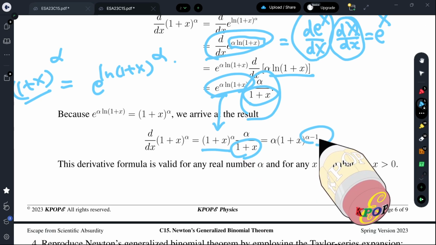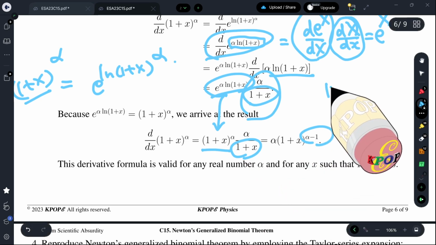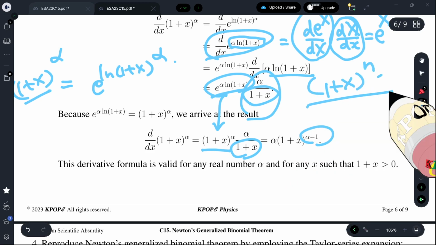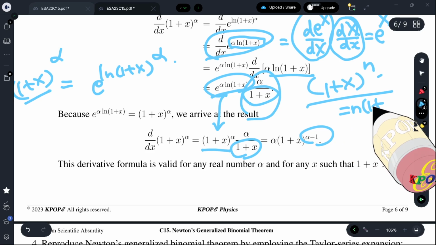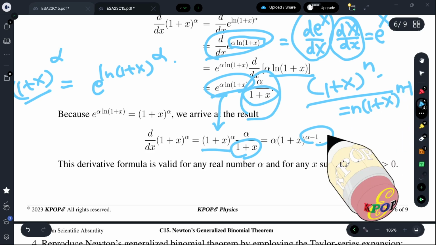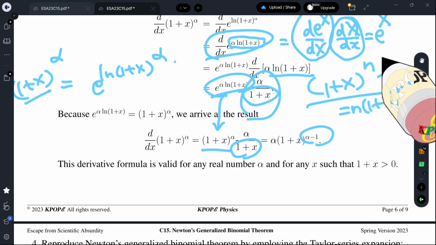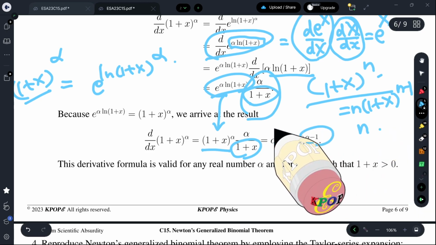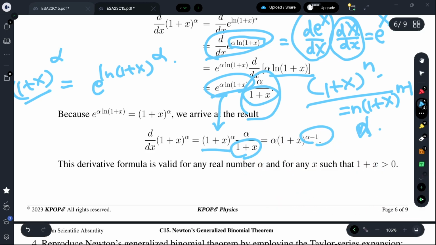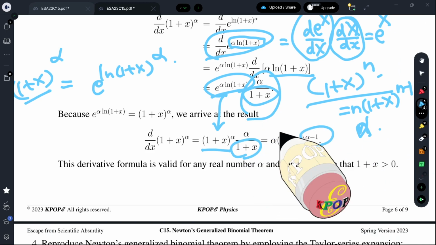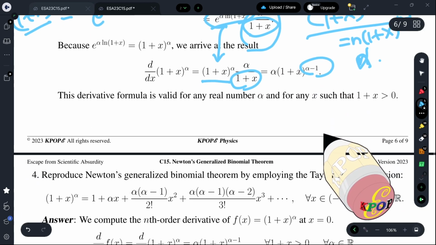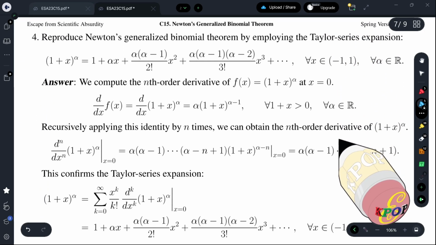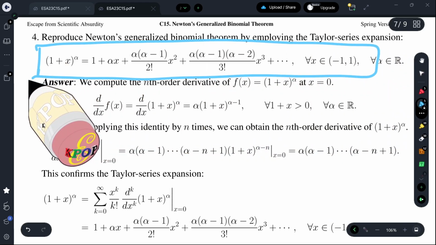By the way, if I take the derivative of this with respect to x, everybody knows that it is this, but we didn't know whether it is true or not when n is not an integer. Alpha is an arbitrary real number, but we were able to prove that it is true. So we can finally reproduce Newton's generalized binomial theorem. Okay, let's see if it is true.